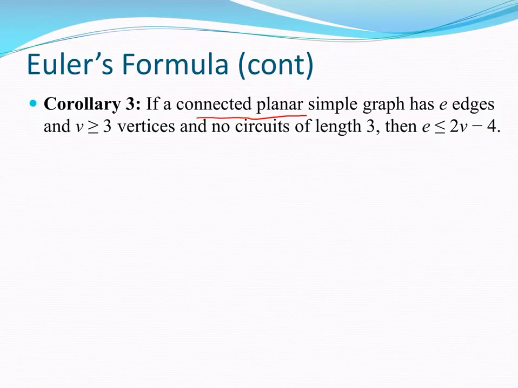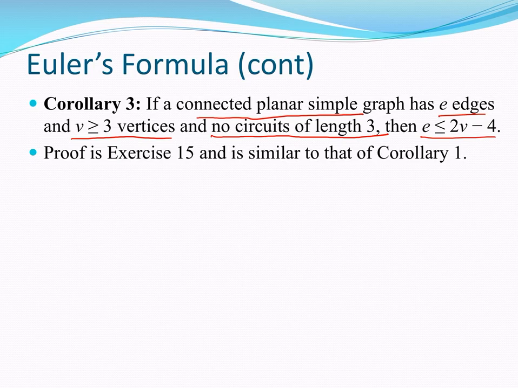We have a connected planar simple graph with E edges and V vertices, V greater than or equal to 3. And in this case, we have no circuits of length 3. Then the number of edges is less than or equal to twice the number of vertices minus 4. This proof is requested in exercise 15. It's very similar to what we showed for Corollary 1, and it uses the degrees of regions to make the proof.